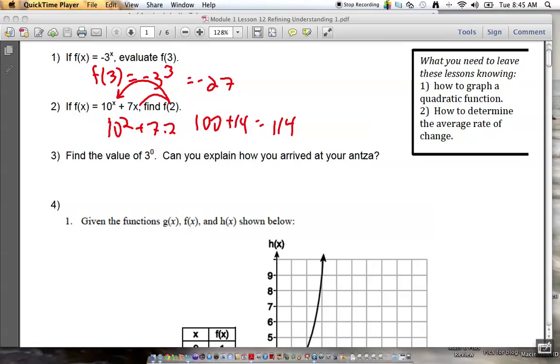Francesca's saying, do not call on me, do not call on me. I'm getting out the voodoo doll now. I'm going to stick it in your eye. All right. Who wants to say it? Let's go. Why does 3 to the 0 equal 1?